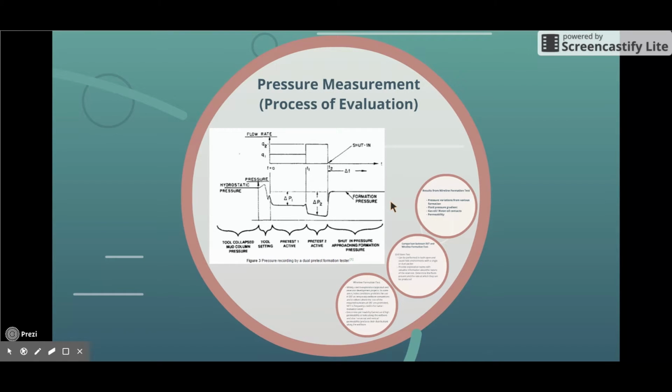During the drawdown, the pressure drops, stabilizes, and declines at the second pretest. After the second pretest, the flow stops and the pressure builds up. Actual formation pressure can be taken from when the pressure becomes stable, or estimated from the character of the build-up if it's not stable. Moving on to results from wireline formation test.